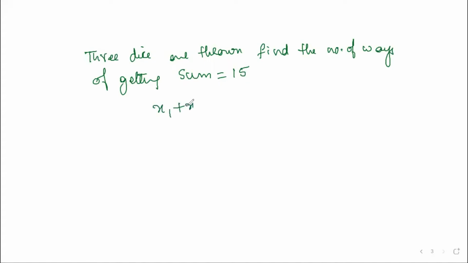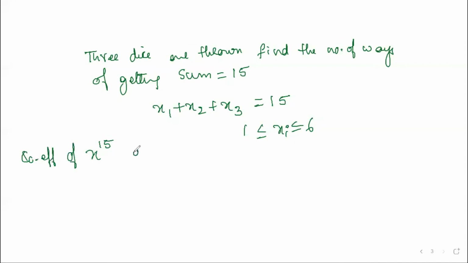But according to the previous statement, we can write down the equation as x1 plus x2 plus x3 is equal to 15. But each xi here can lie between 1 to 6 only. So restriction at the upper end, restriction at the lower end. So this can be found using the coefficient method. And the problem is to find out the coefficient of x^15 in the expansion (x^1 + x^2 + ... + x^6) whole cube. Whole cube is basically for each variable.